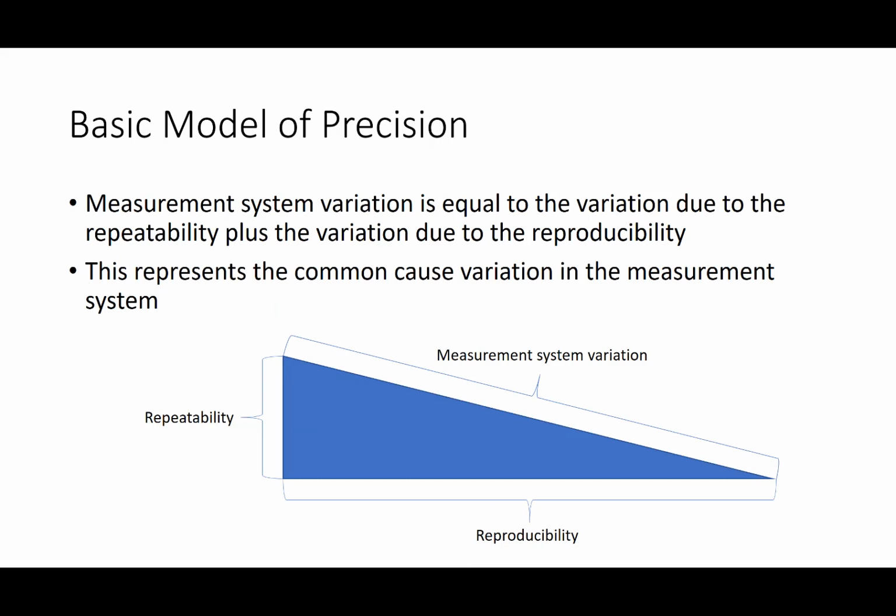The basic model of precision looks at both reproducibility and repeatability in a linear fashion, and they do build upon each other. It is a squared relationship. Measurement system variation is equal to the variation due to the repeatability plus the variation due to the reproducibility. So typically you take the squared value of both of them, combine them together, and take the square root, and that gives you your overall R&R, gauge R&R value.